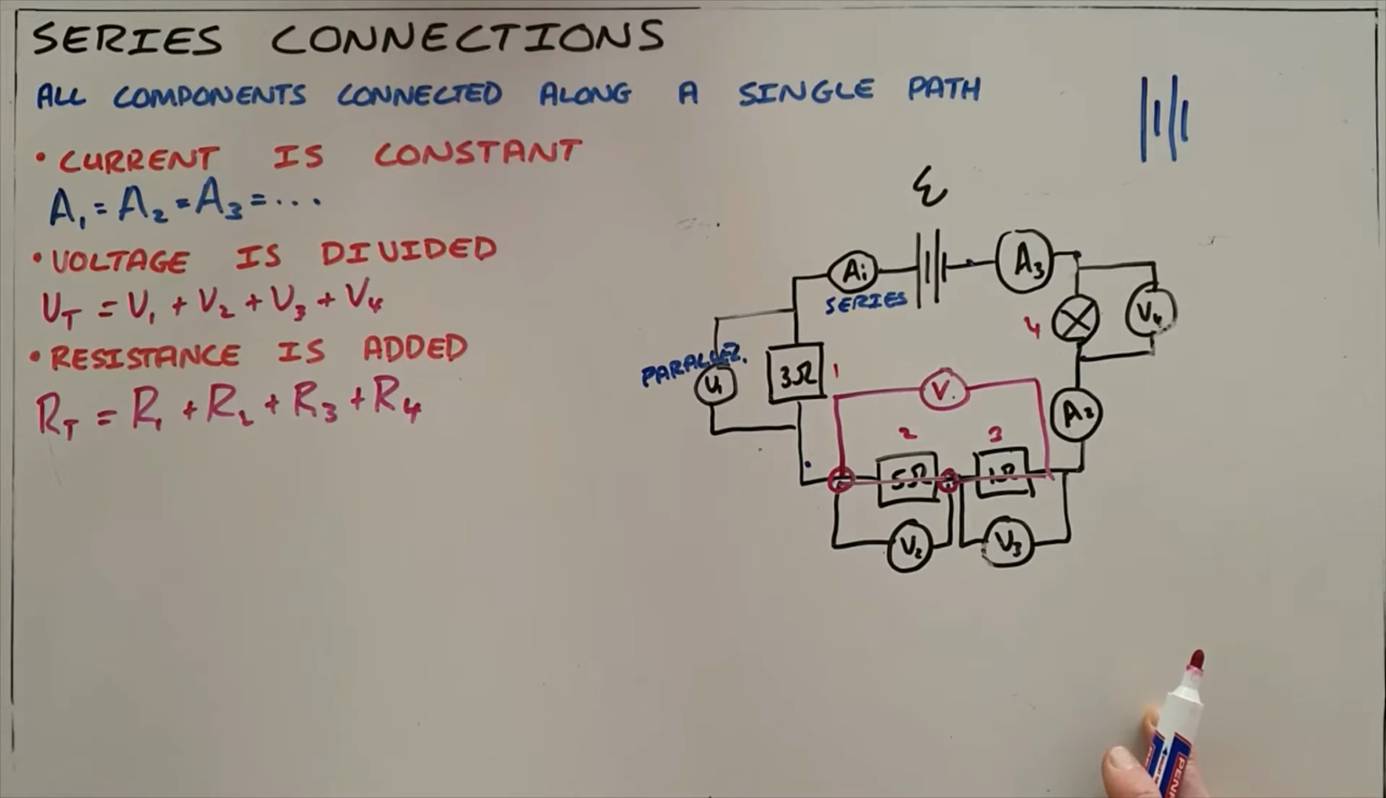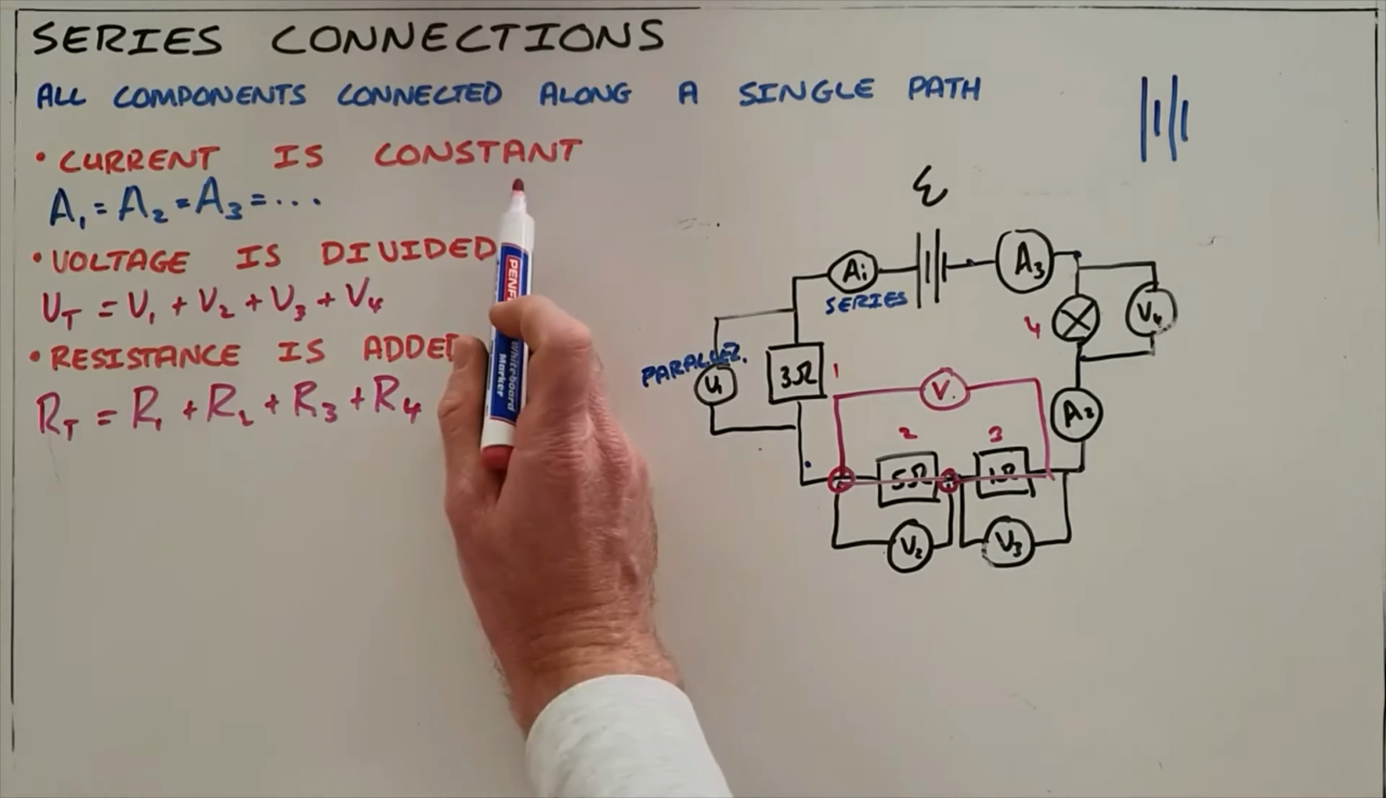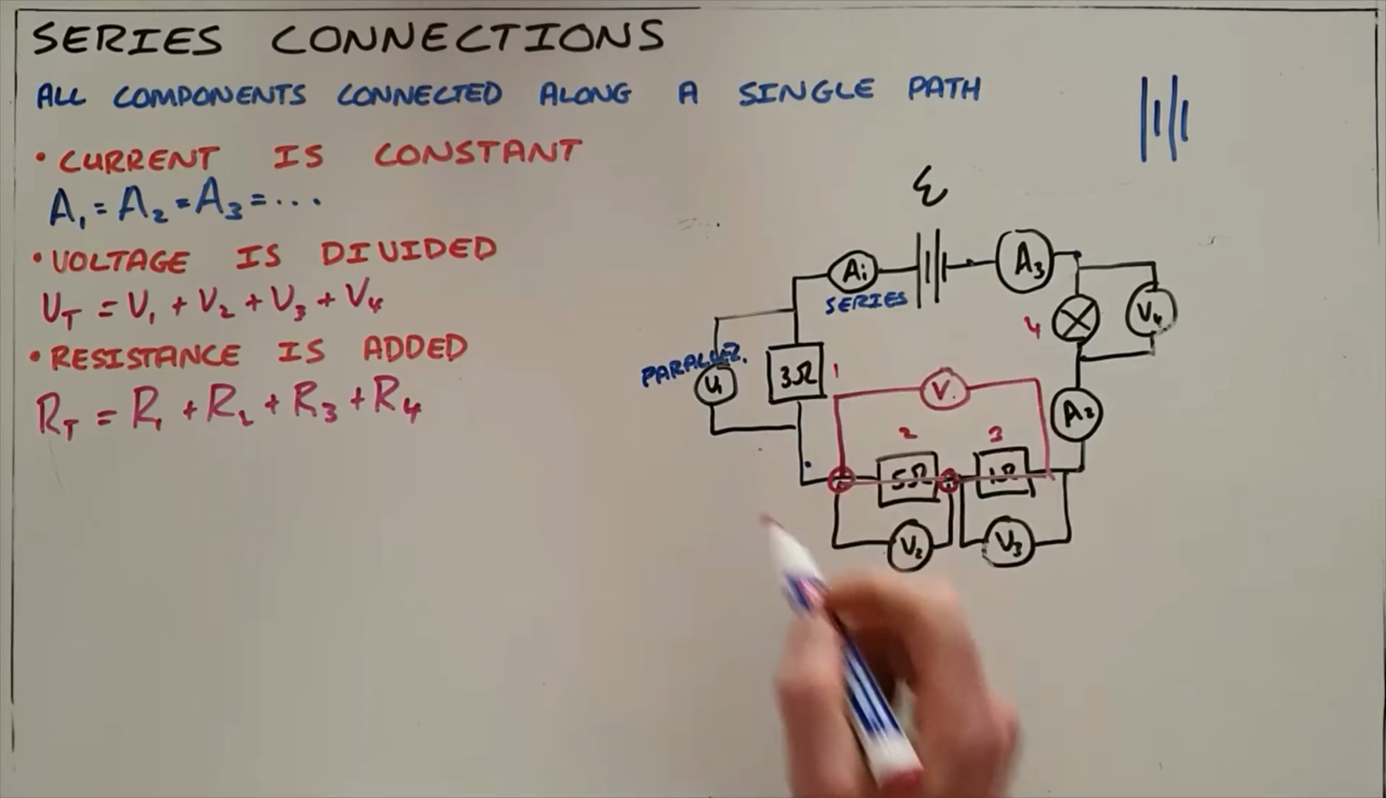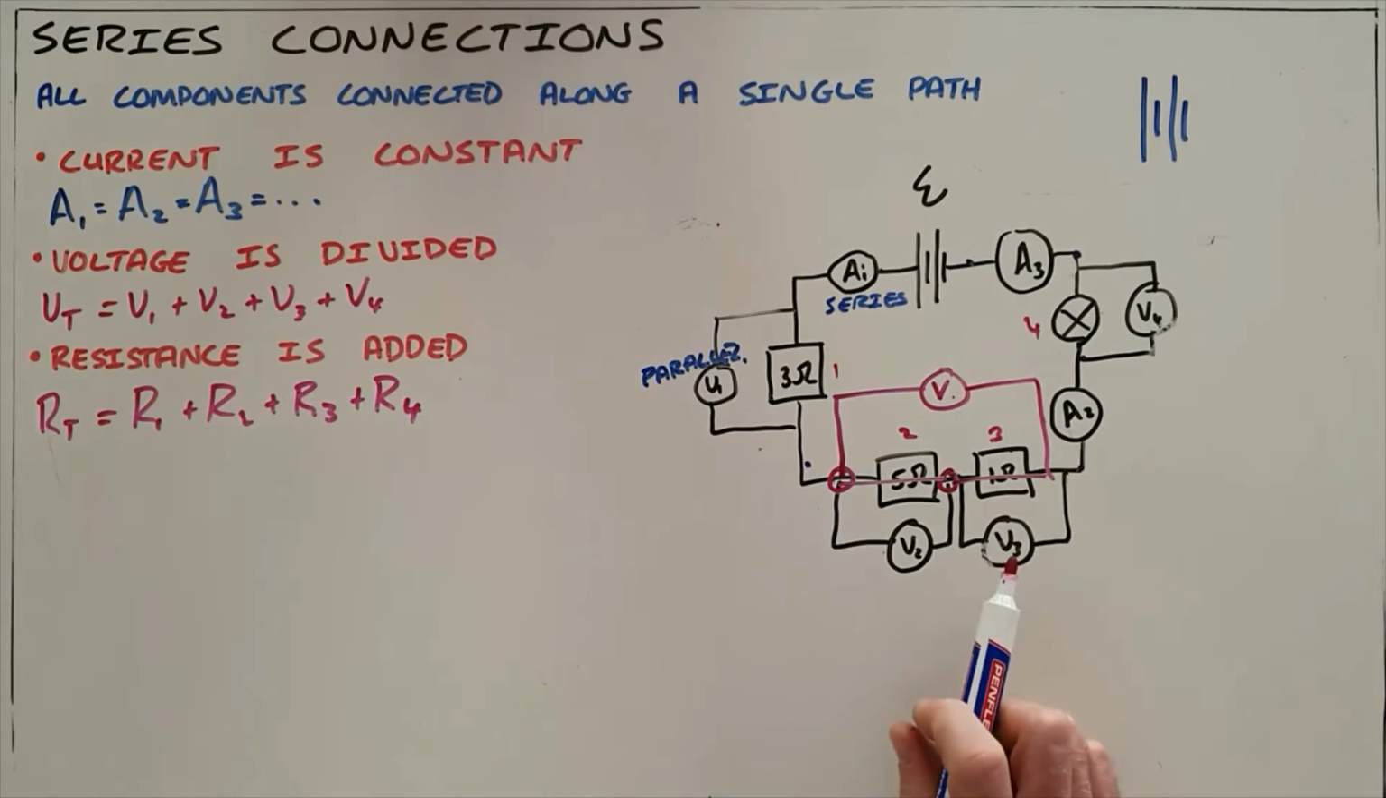So with these rules for series connections, current is always constant, voltage is divided, and resistance is added. You can now use Ohm's law to solve for any unknowns in any series connection that you are given.